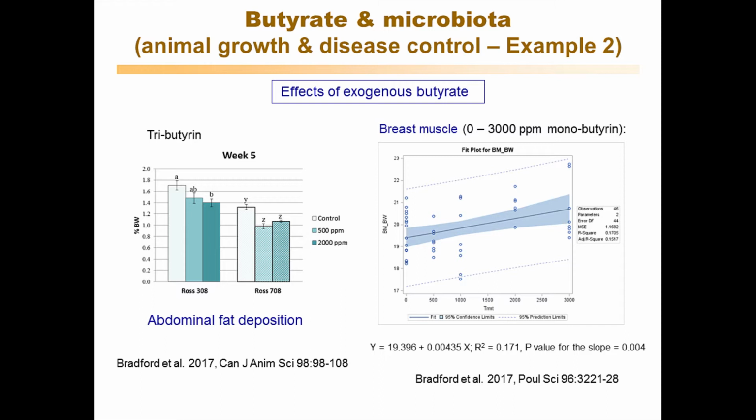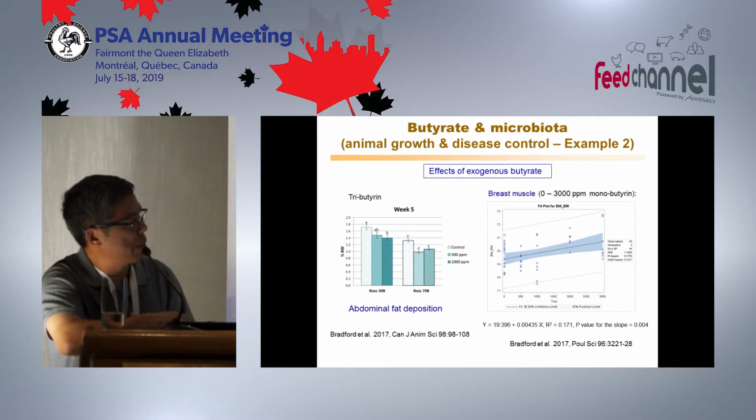We tested 2 different chicken strains, one is RAS 308, one is 708. The open bars are the control group birds which receive no butyrate, and those colored ones, one is supplemented with 500 ppm, the other one with 2,000 ppm butyrin.